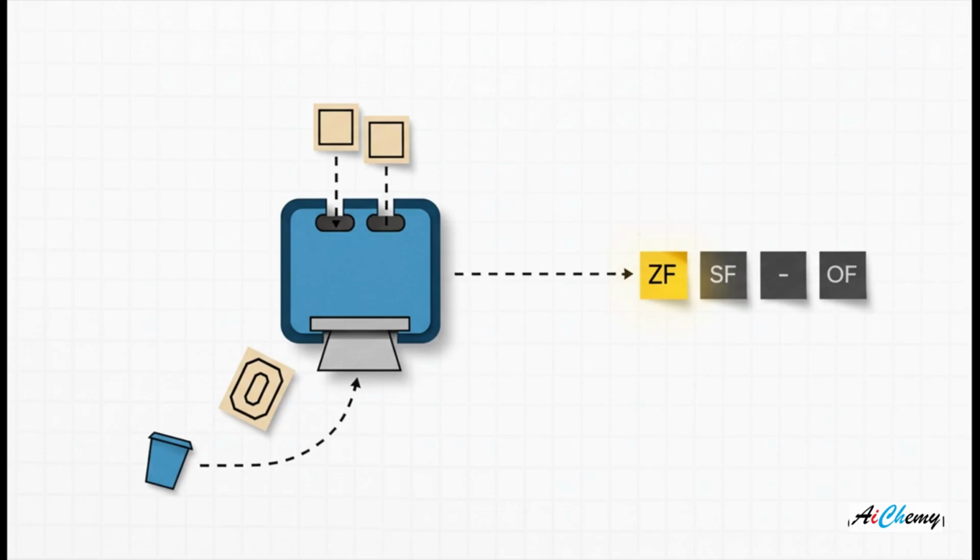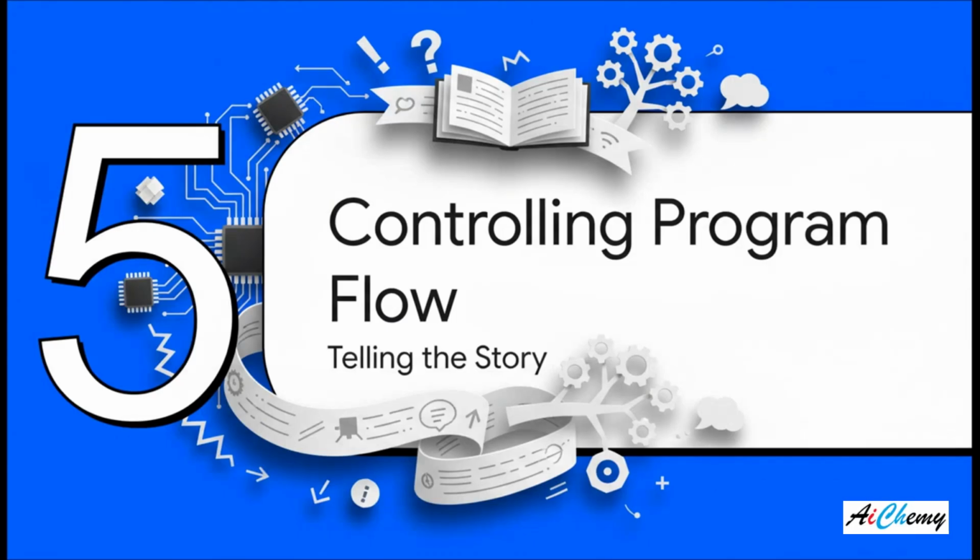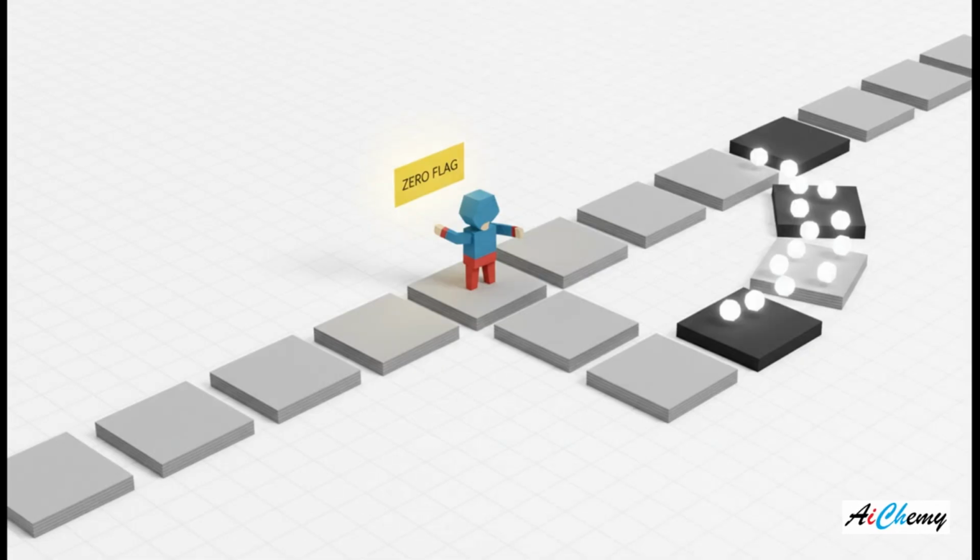This simple fact, well, it changes everything. And here's why. Because now that the CPU can check its little sticky notes, it can change what it does next. It's no longer just blindly following a recipe, one step after another. It can now make a choice. This is how we get to control the program's flow. This is the big payoff, right here.